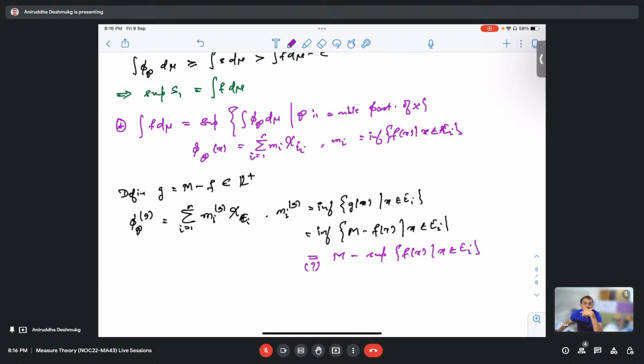So infimum of M minus f(x), that is a non-negative set, and then it is equal to M minus supremum of f(x). Yeah, but is it true? That I have written already, but is it true? Can you prove it? Is it true or not?